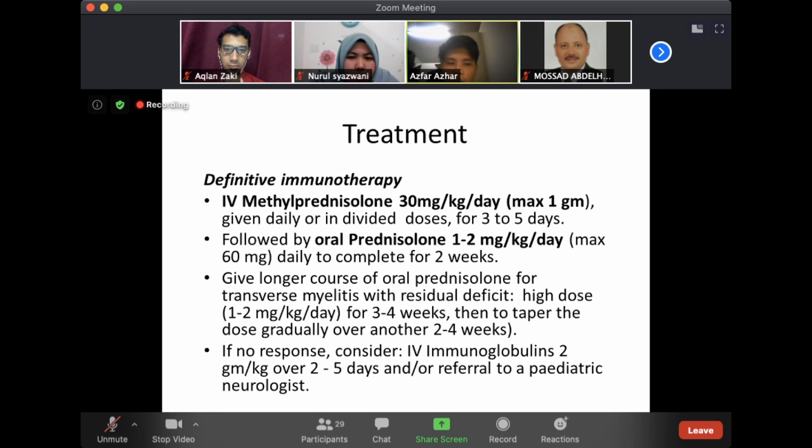If there's no response, we can consider IV immunoglobulin 2 gram per kilogram over 2 to 5 days, and or referral to a pediatric neurologist for a better consultation.